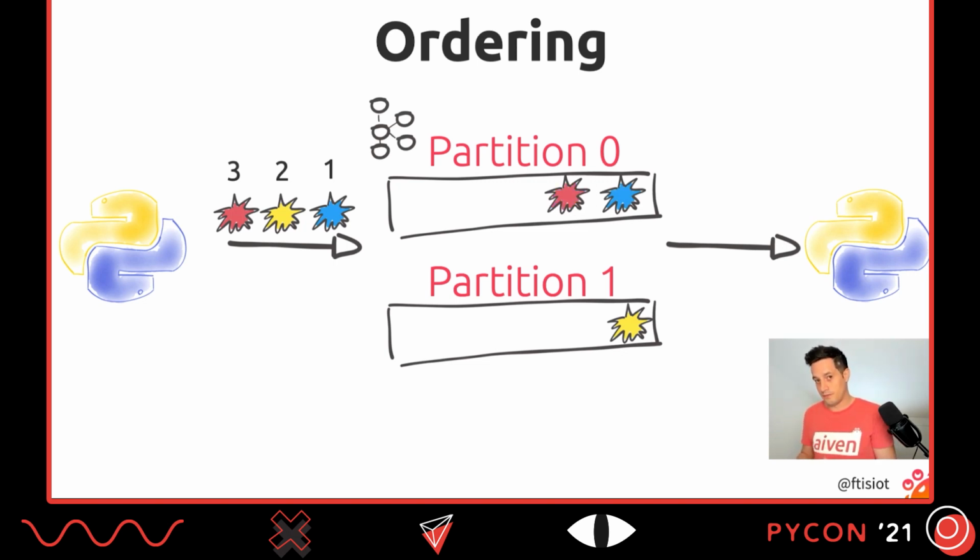Now, when reading from the topic, it could happen that I will end up with the following sequence: blue, red, and yellow. Why is this? This is because once we start using partitioning, we have to give up on the global ordering. Kafka ensures the correct ordering only per partition.